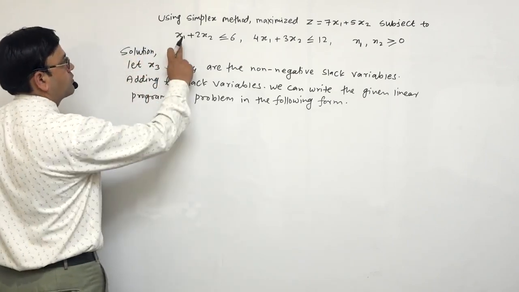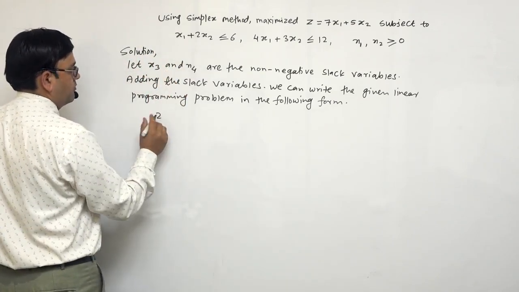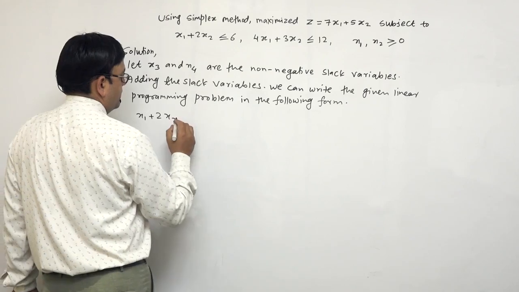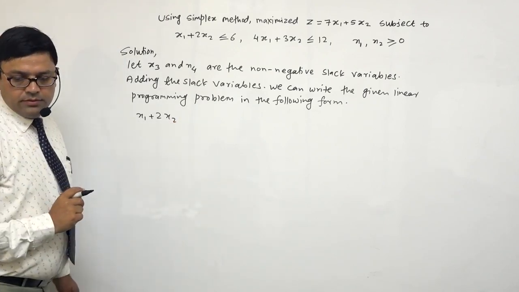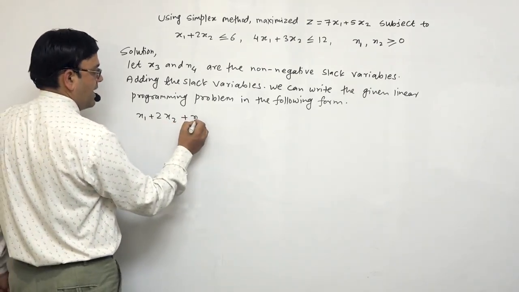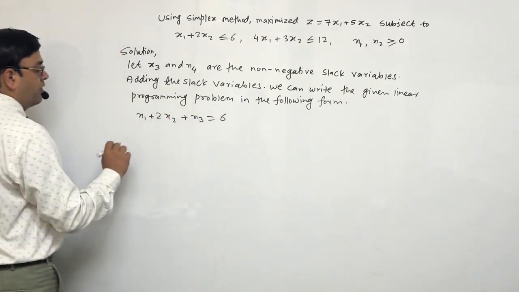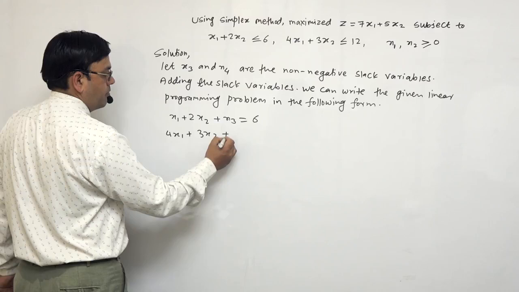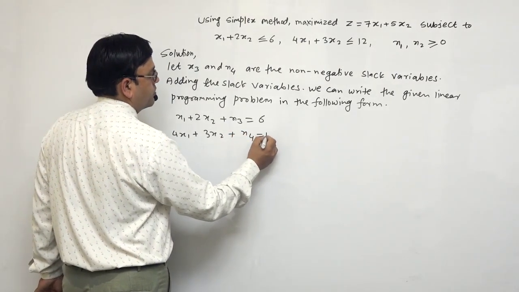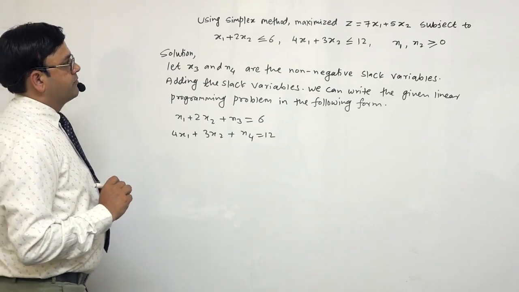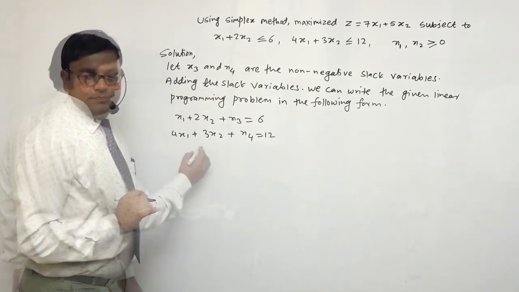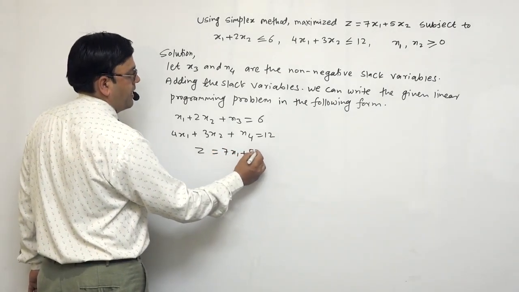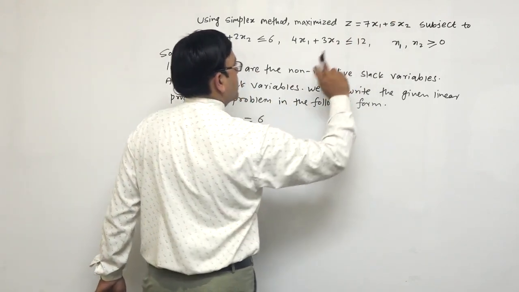We have here x1 plus 2x2, so x1 plus 2x2 plus x3 is equals to 6. Similarly, 4x1 plus 3x2 plus x4 is equals to 12. And z is equal to 7x1 plus 5x2, which is on here. Z is equal to 7x1 plus 5x2.